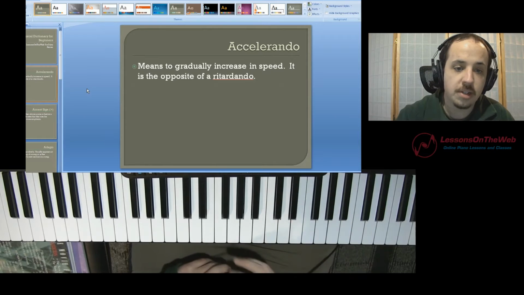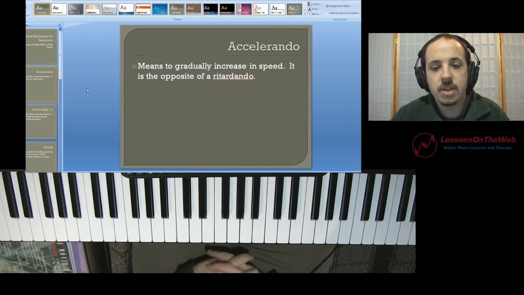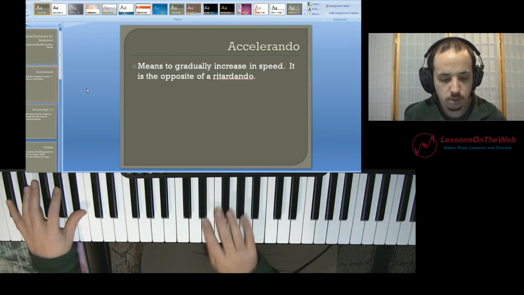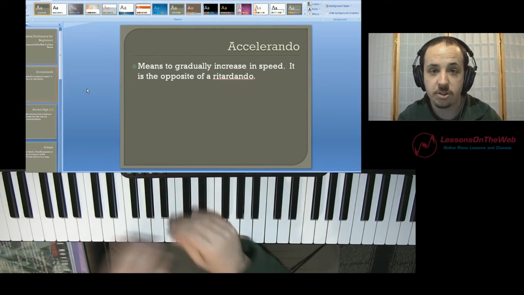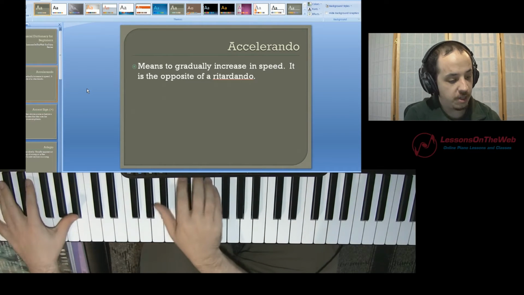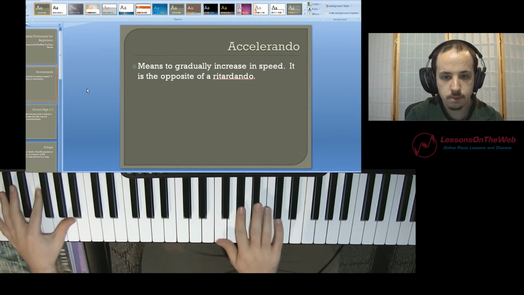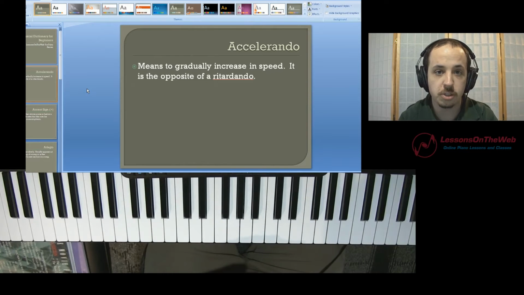So we have accelerando. Accelerando means to gradually increase in speed. It's basically the opposite of a ritardando. If you know anything about a ritardando, they appear at the end of a song, and that means to gradually slow down. But if you had accelerando, you would gradually get faster and faster until the music told you not to. So remember, accelerando means to gradually increase in speed.